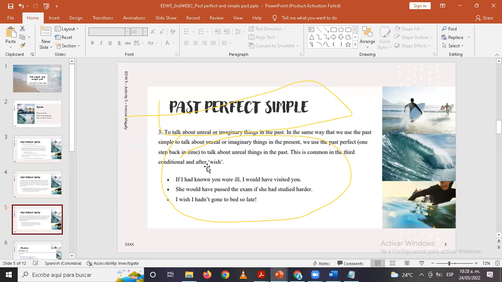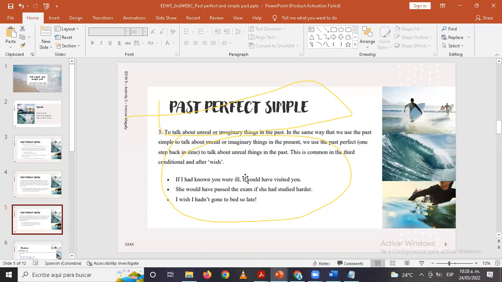So if I had known you were ill, I would have visited you. Remember that conditional? Si yo hubiese sabido que estás enfermo, te hubiese visitado. Habría ido a visitarte. Entonces es una situación irreal o una situación imaginaria, una situación que pudo haber pasado a partir de esta condición y ahí se expresa el pasado perfecto. Cuando veamos el tercer condicional, lo veremos más en detalle, pero es uno de los usos más comunes.